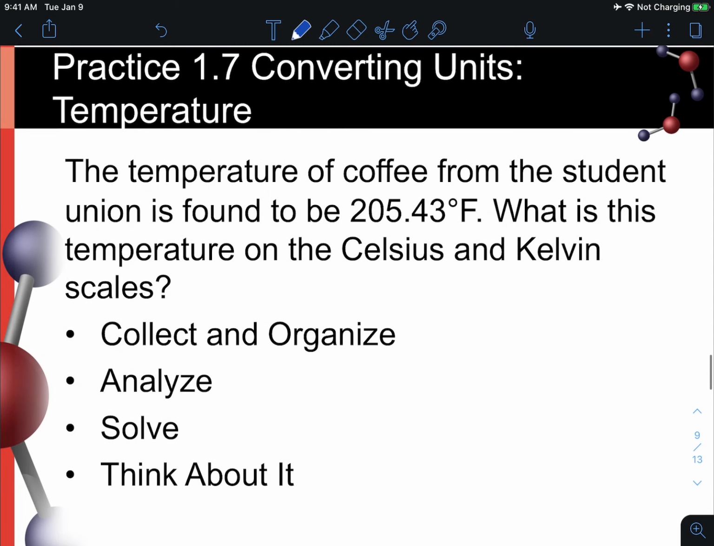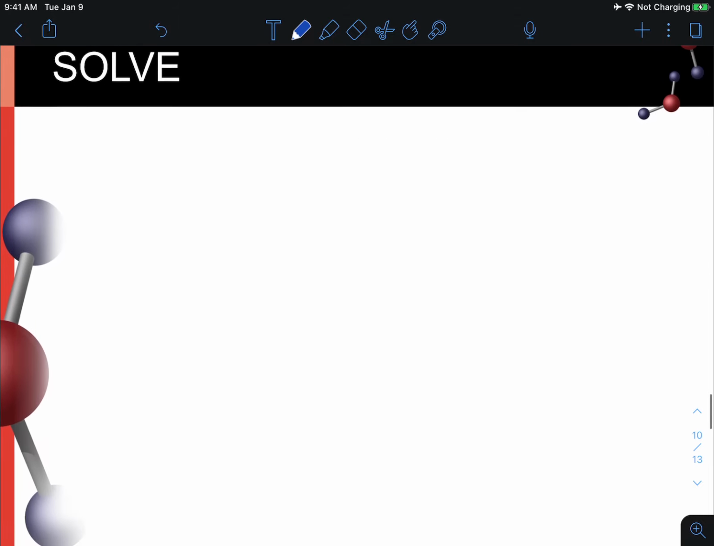Here was a conversion we did. The formulas for conversions are on your outline. The one I used in class, I think, we've got 205.43 Fahrenheit.